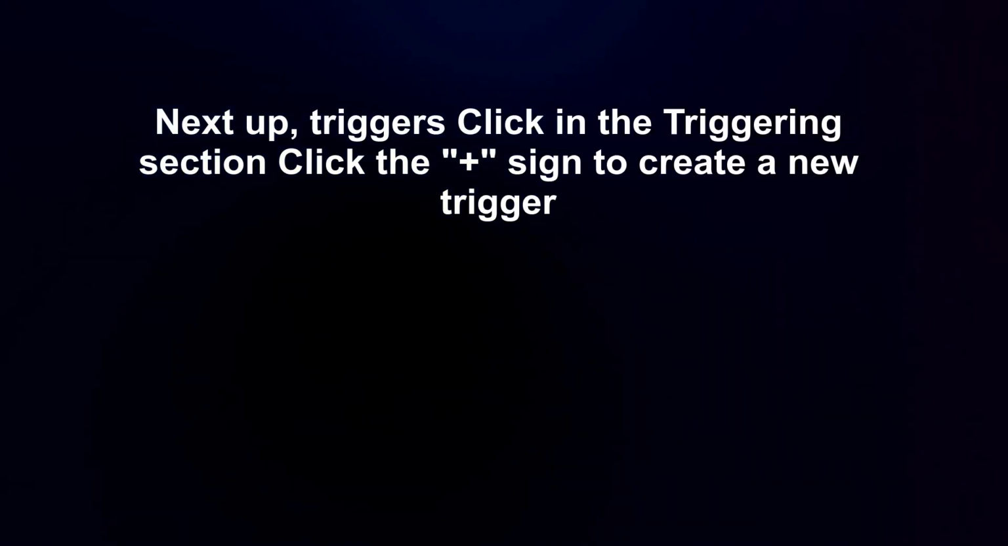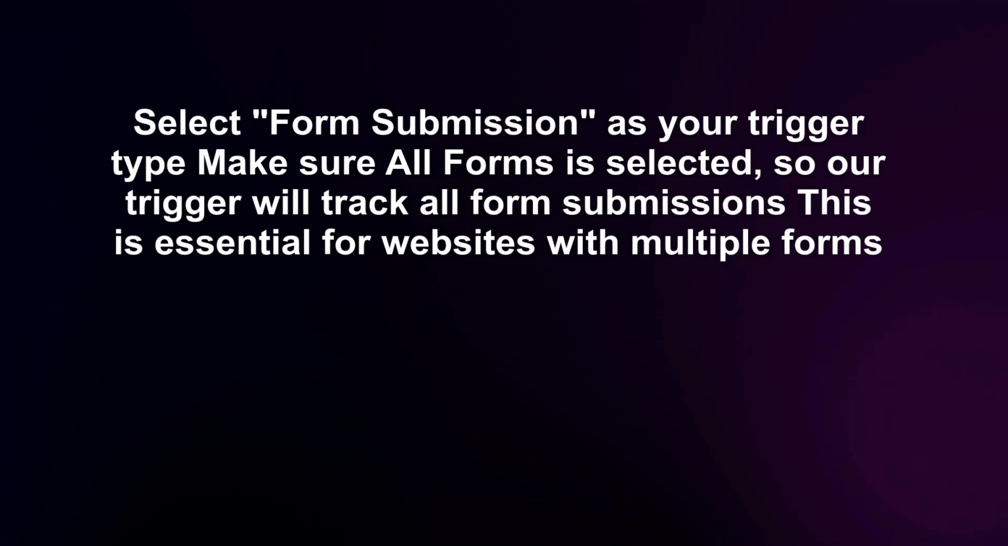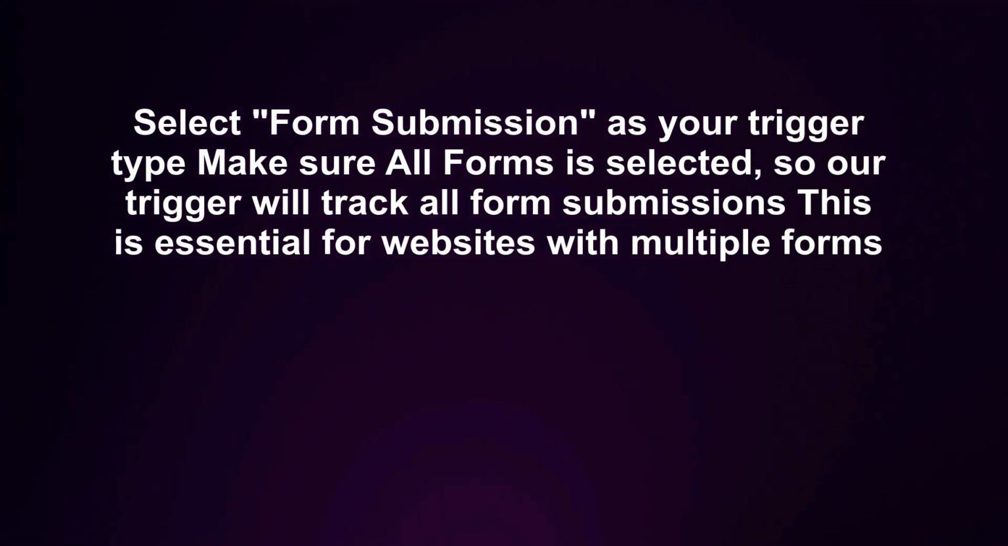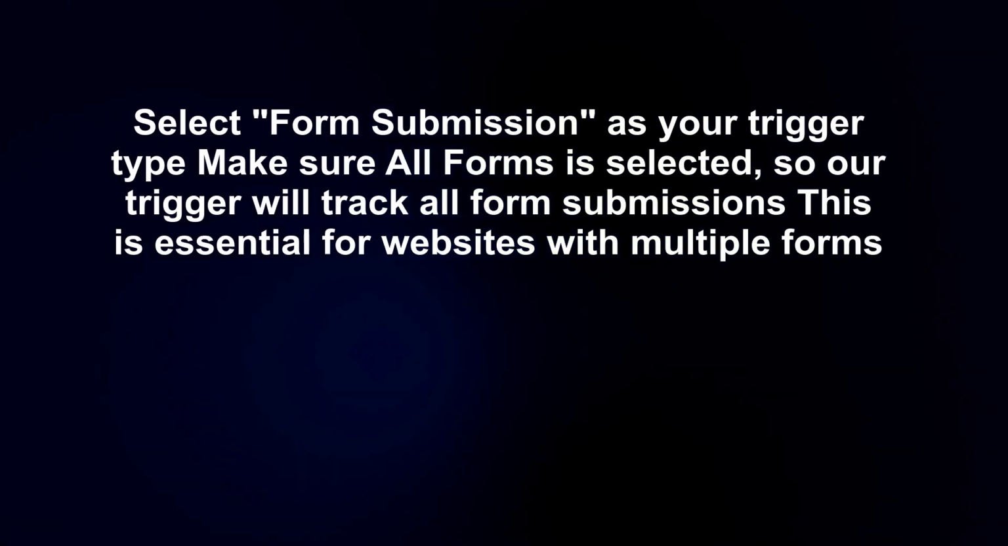Next up, triggers. Click in the triggering section. Click the plus sign to create a new trigger. Select form submission as your trigger type. Make sure all forms is selected, so our trigger will track all form submissions. This is essential for websites with multiple forms.